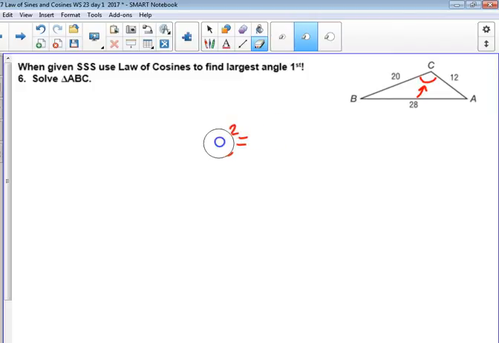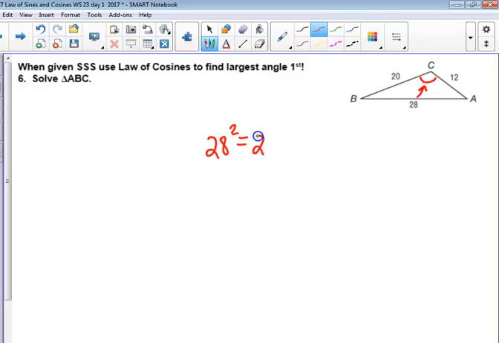Yep, we already know C. Let's start right in with that. We'd have 28 squared. What are the two adjacent lengths? So we do 20 squared plus 12 squared, then what? Minus 2 times 20 times 12 times the cosine of C.